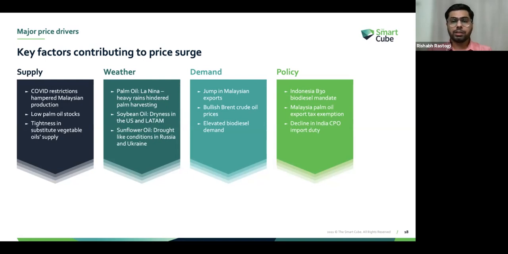Now, during the same period, some policy changes also added to the bullish momentum in palm oil prices. Indonesia increased its biodiesel mandate from 20% to 30%, which means that the mandatory palm oil blending to crude oil jumped from 20 to 30%. Further, Malaysia exempted its 8% export tax on palm oil from June till December of 2020, which incentivized producers to export more in order to take advantage of this exemption. At the same time, India also reduced its palm oil import duty by around 10%, which added to the demand. Overall, palm oil consumption in the marketing year 21 increased 2% on a yearly basis.